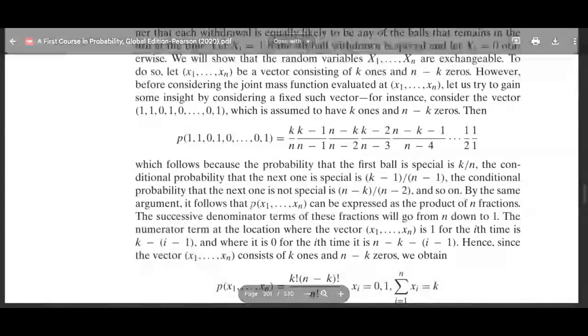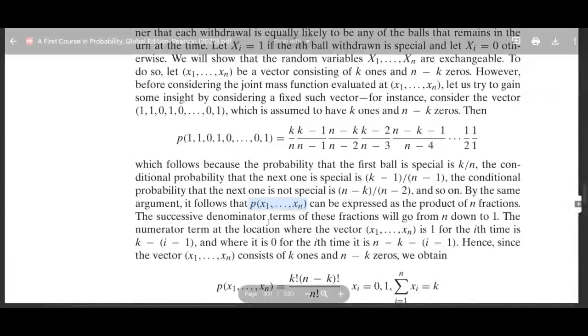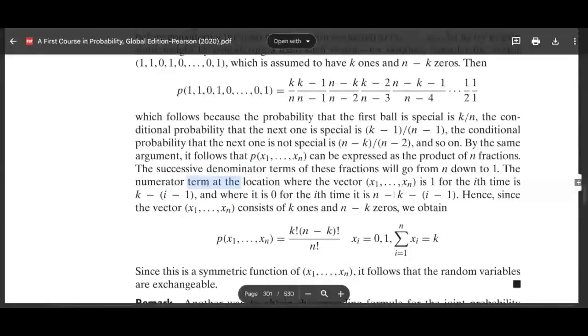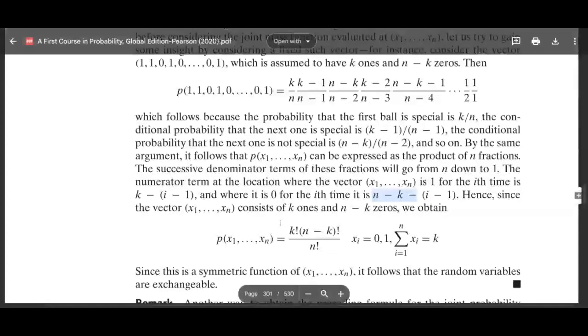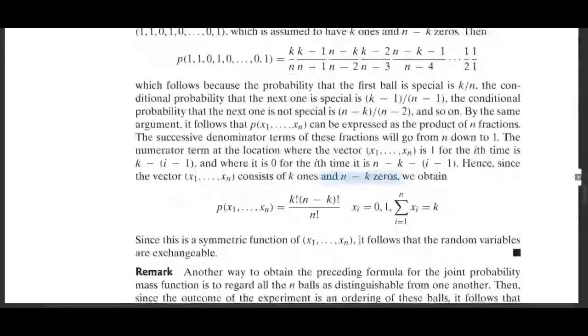By the same argument, it follows that the probability of this vector can be expressed as a product of n fractions. The successive denominator terms of this fraction will go from n down to 1. The numerator term at the location where the vector x1 up to xn is 1, for the i-th time, is k minus i minus 1. And where it is 0 for the i-th time, it is n minus k minus i minus 1. Hence, since the vector consists of k ones and n minus k zeros, we have k factorial times n minus k factorial divided by n factorial.